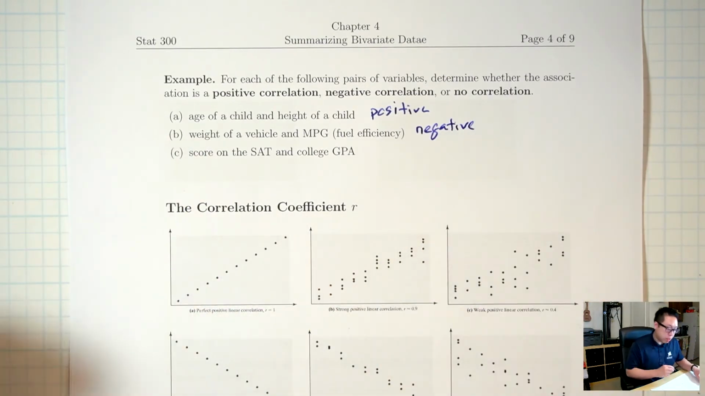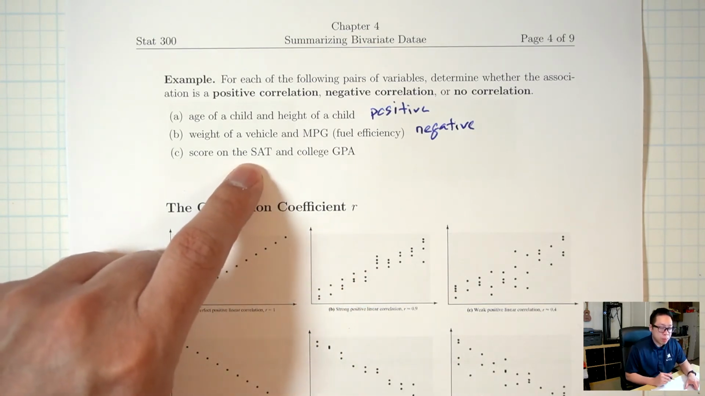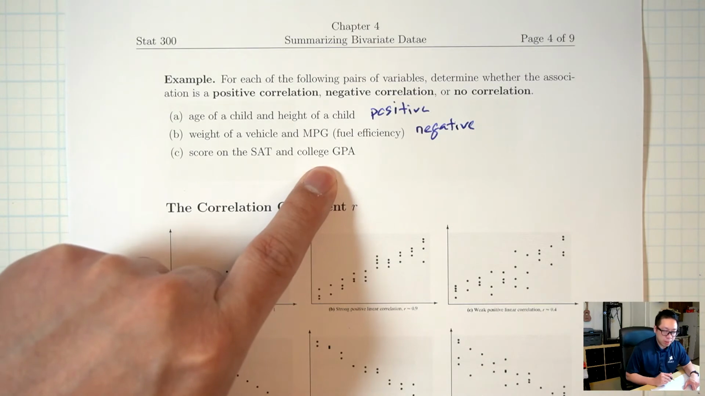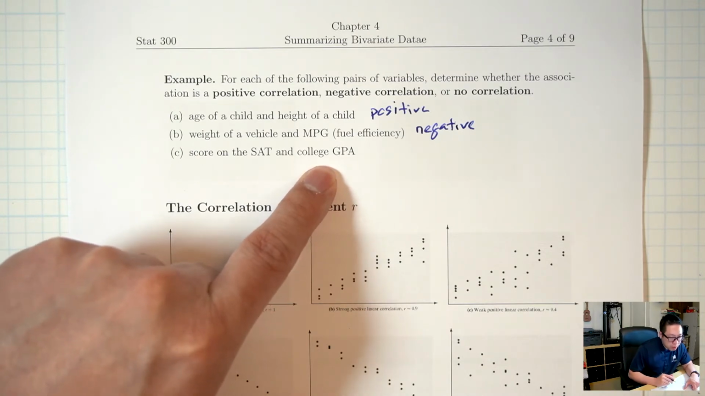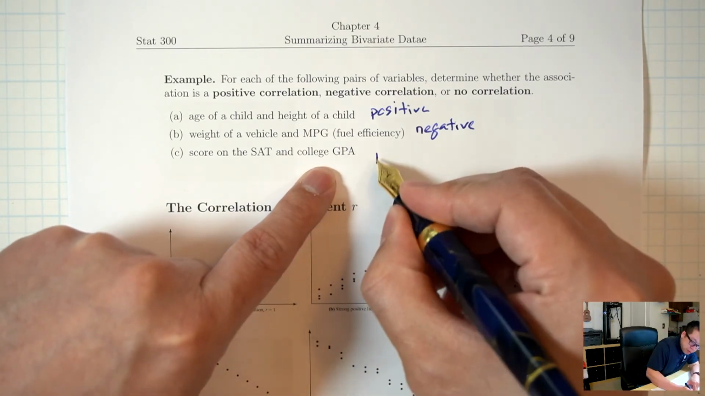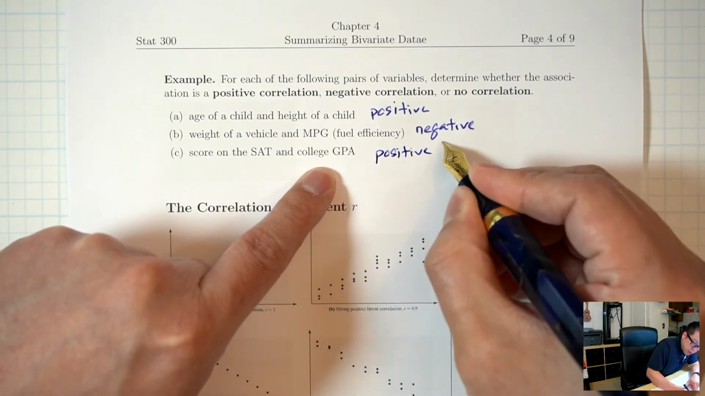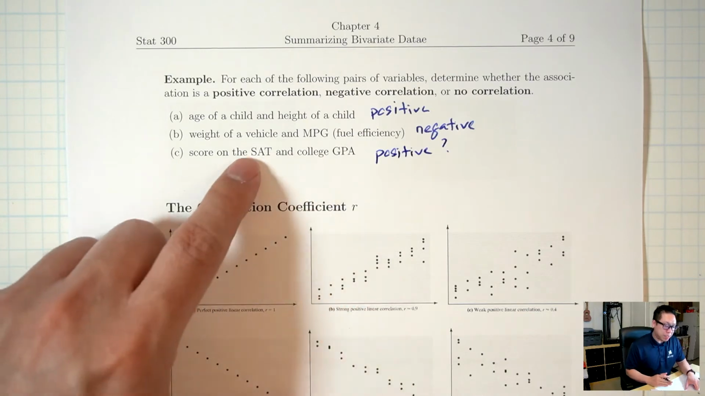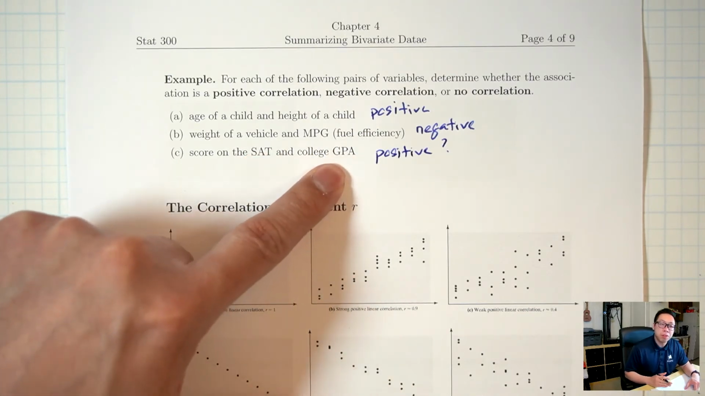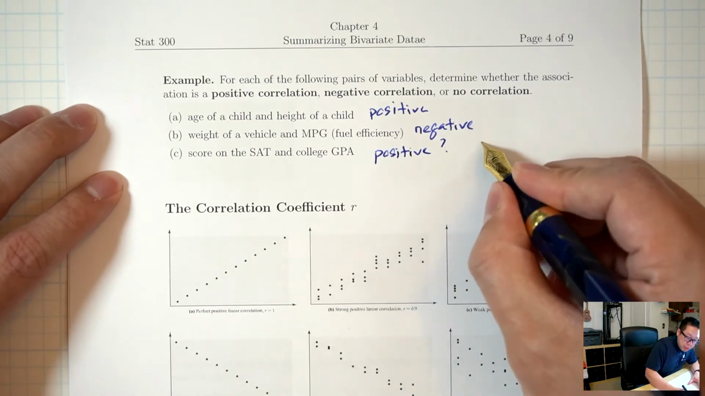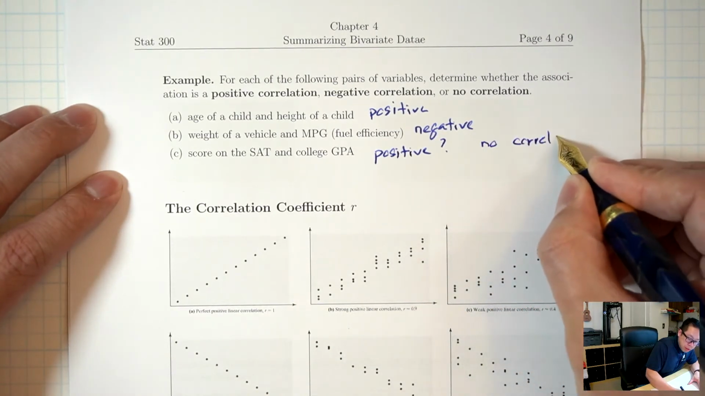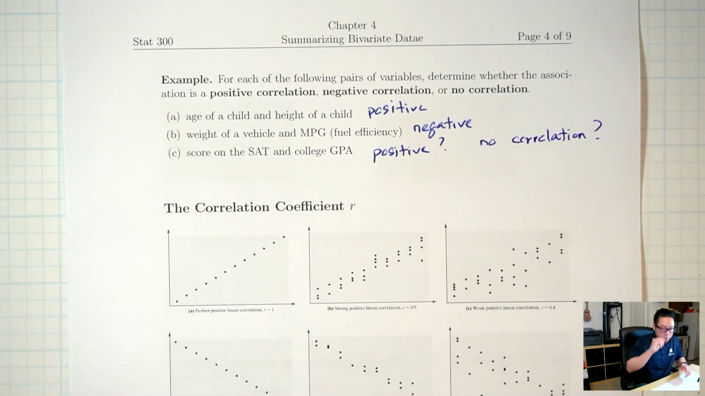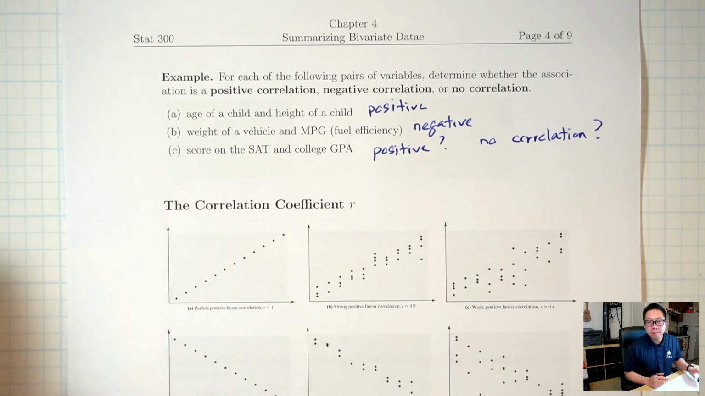Part C, score on the SAT and college GPA. If a student scores higher on the SAT, do we expect that student to have a higher or a lower college GPA? Probably higher. So this is probably positive. I put a question mark there because these days colleges are actually finding that the SAT is not a good predictor of how well a student's going to do in college. So I would maybe even say now that this is no correlation. So much so that some colleges are no longer requiring the SAT.